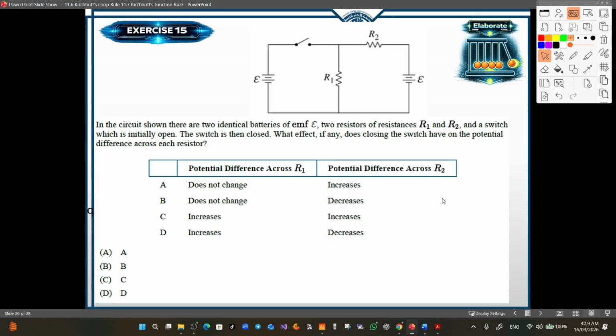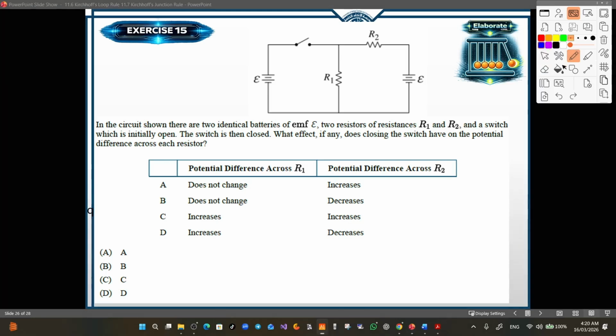Exercise 15, and will be the last exercise in this lesson. In the circuit shown, there are two identical batteries of EMF, two resistors of resistance R1 and R2, and the switch, which is initially open. The switch is then closed. What effect, if any, does closing the switch have on the potential difference across each resistor?